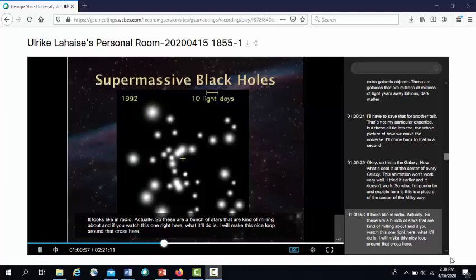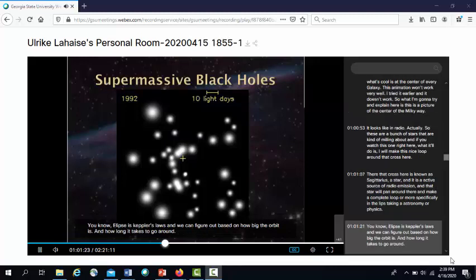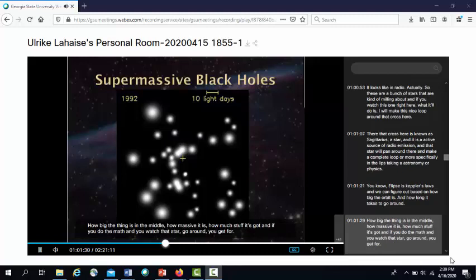So these are a bunch of stars that are kind of milling about. And if you watch this one right here, it'll make this nice loop around that crosshair there. That crosshair is known as Sagittarius A star, and it is an active source of radio emission. And that star will pan around there and make a complete loop, or more specifically, an ellipse. Take an astronomy or physics class, you know an ellipse is Kepler's laws, and we can figure out, based on how big the orbit is and how long it takes to go around, how big the thing is in the middle, how massive it is, how much stuff it's got.